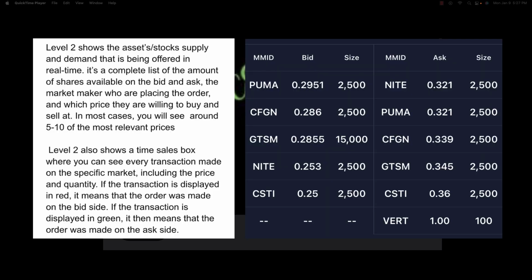So in general, level 2 shows you the stock supply and demand that's being offered in real time. It's kind of just like a snapshot of what's really going on behind the stock. It's a complete list of the amount of shares that's available on the bid and ask, the market maker who is placing the order, and the price at which they are willing to buy and sell. In most cases, you're only going to see about 5 to 10 of the most relevant prices. It doesn't mean that there aren't more, like higher prices on the ask or lower on the bid, but it's just showing you the most relevant.